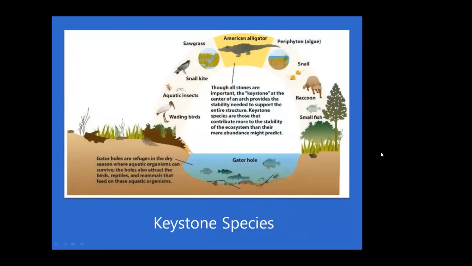So we know they're an apex predator, but they are also a keystone species because of their drought refuges, the Gator Holes. They wallow in and find the water table, which is never too deep, and they create little ponds that then support the wading birds, insects. You've got the periphyton, snails, raccoon. It's all to do with the American alligator.